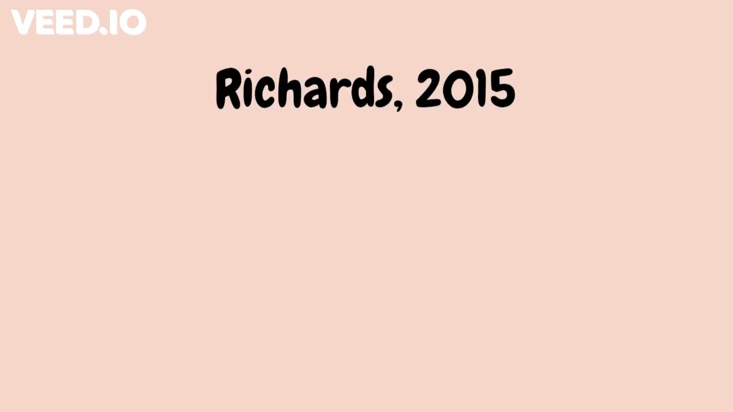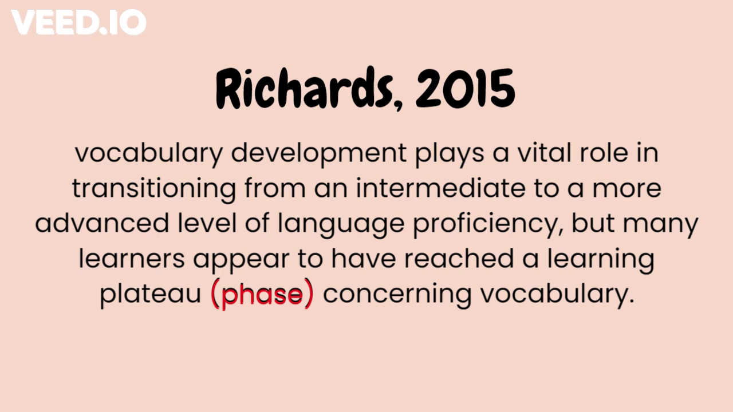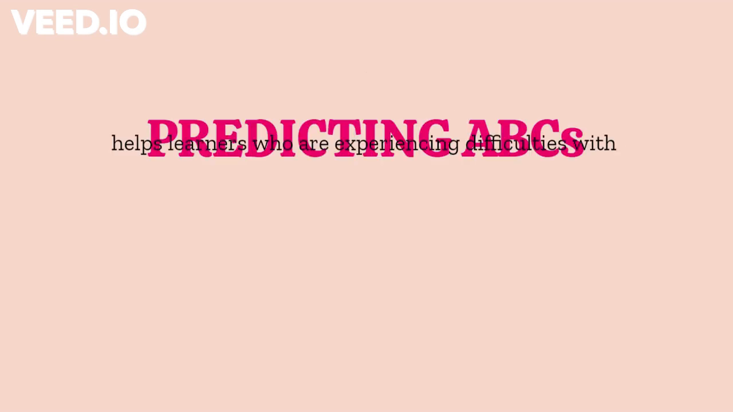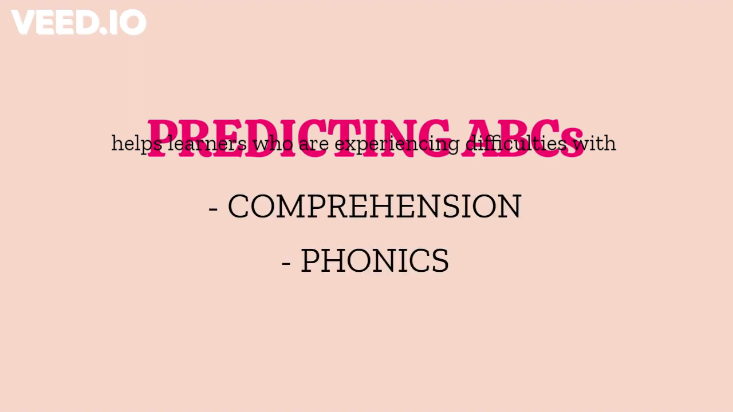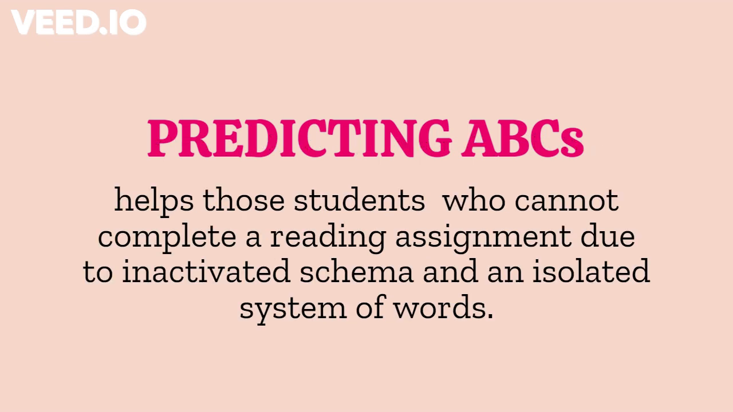According to Richards in 2015, vocabulary development plays a vital role in transitioning from an intermediate to a more advanced level of language proficiency. But many learners appear to have reached a learning plateau concerning vocabulary. Predicting ABCs helps learners who are experiencing difficulties with comprehension, phonics, and vocabulary. Those who cannot complete a reading assignment due to inactivated schema and an isolated system of words.